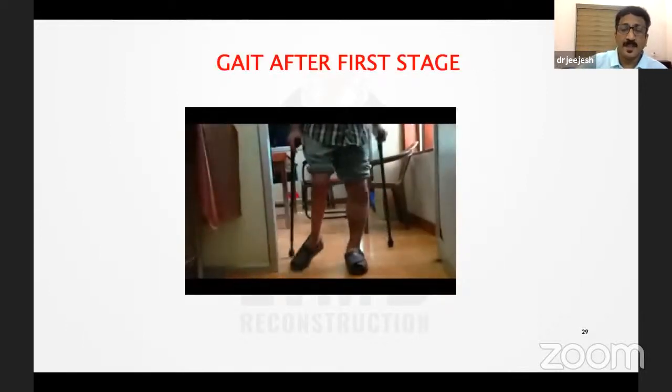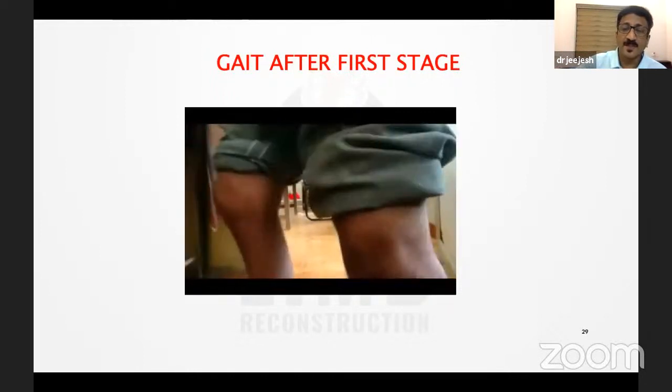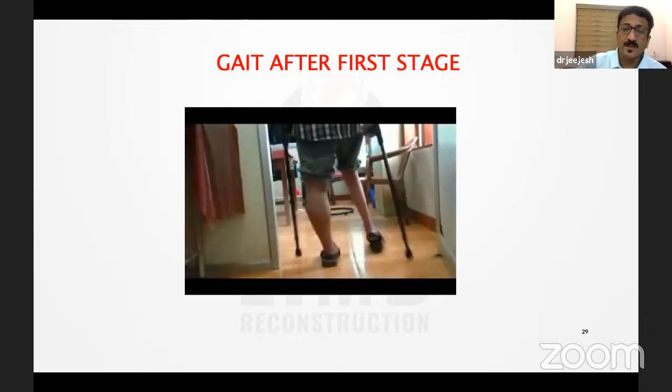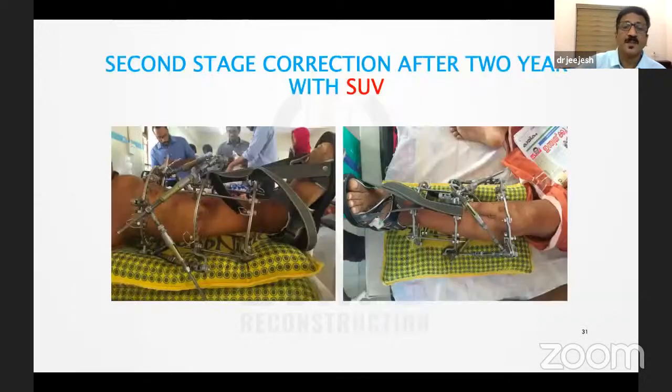And this is the gait now, after correcting this much deformity, he has all symptoms subsided, and he could walk normally without any pain. And then after 2 years I planned the second stage correction here, as you can see. The MPTA at that stage was 66 and the LDTA was 101.